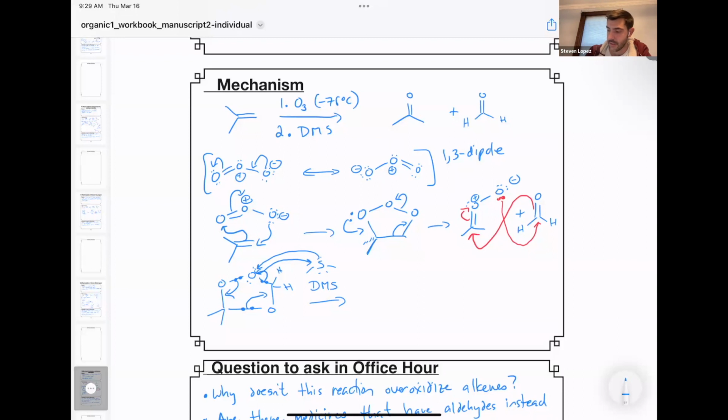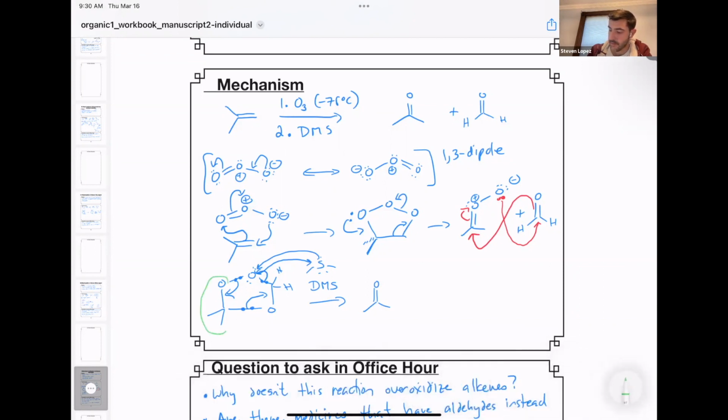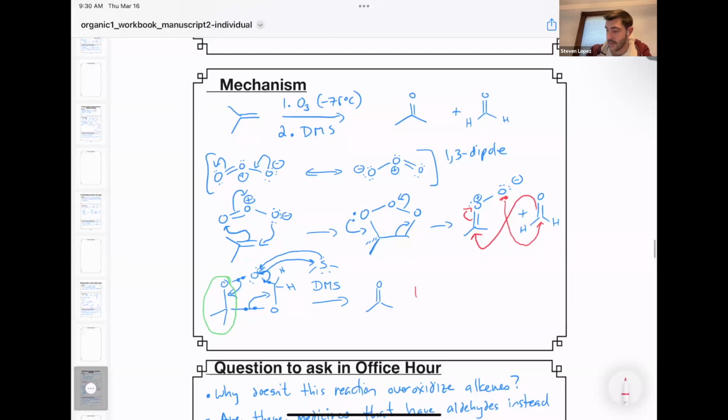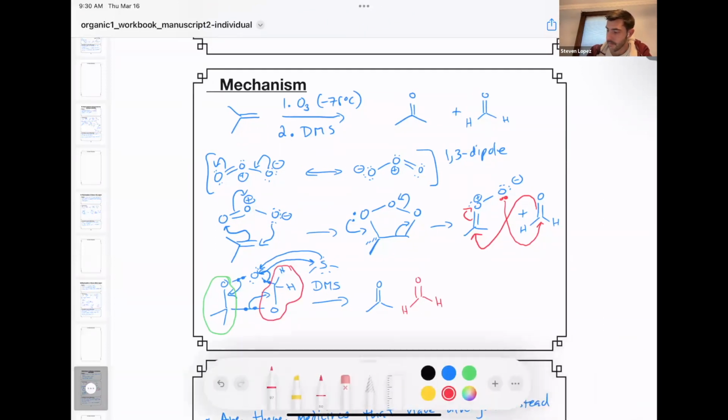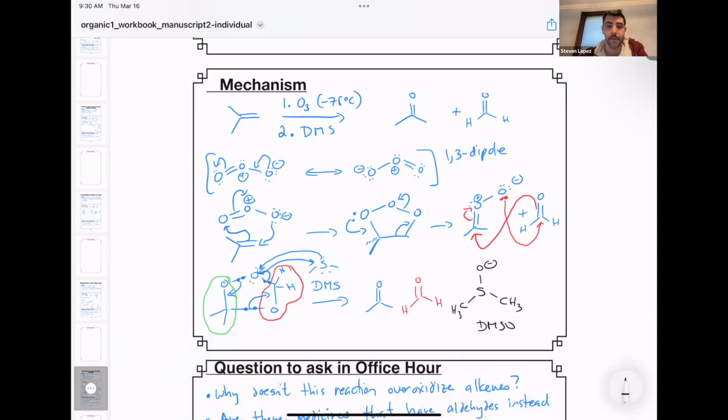So let's go ahead and show these compounds. So this ketone comes from this part of the compound. This aldehyde comes from this part of the compound. And one of the byproducts, dimethyl sulfoxide, might be familiar from chapter 6 because this is DMSO. Okay, so this is an example of the mechanism.